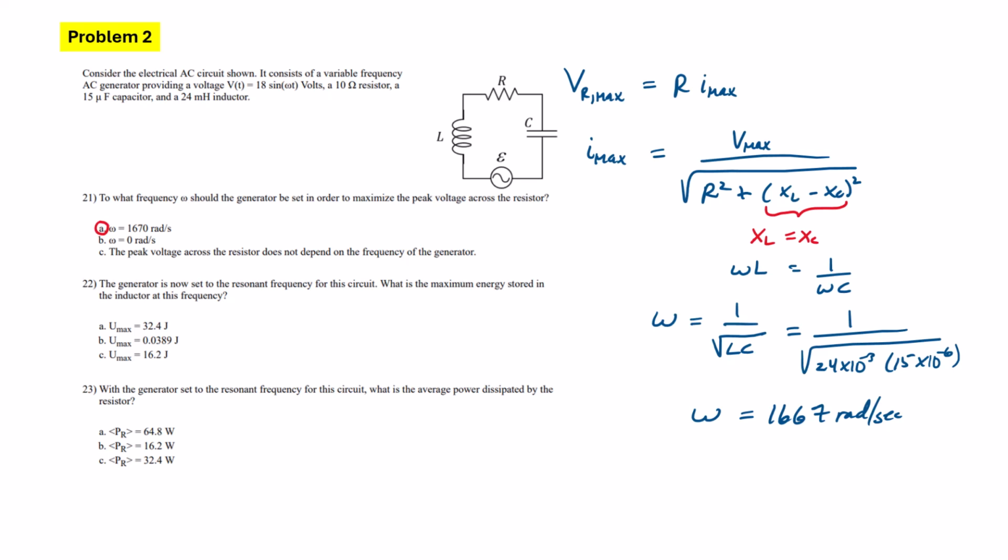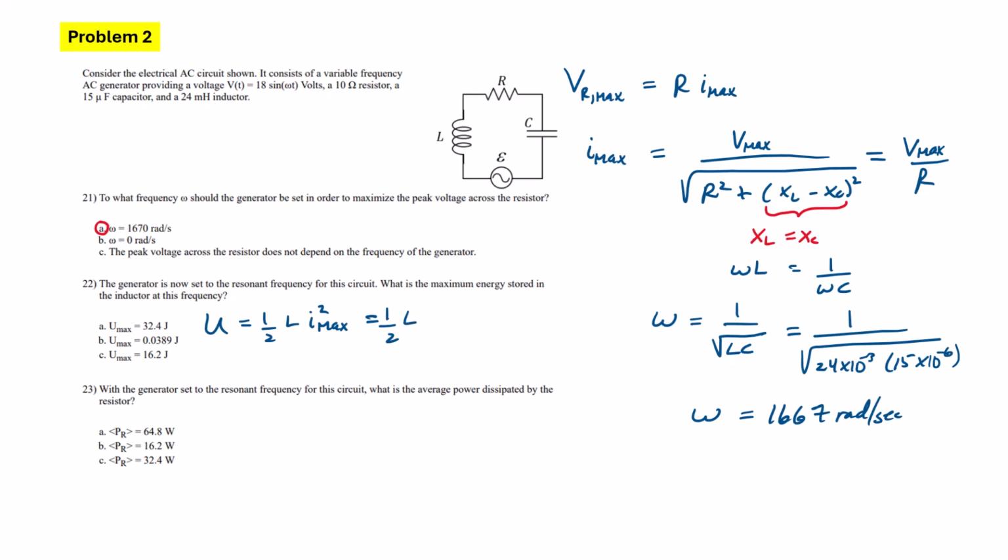All right, next problem says, the generator is now set to the resonant frequency of the circuit, so we know the omega. What is the maximum energy stored in the inductor at this frequency? Again, the energy stored in the inductor is 1/2 L I max squared. So we can calculate what the I max is because it's very simple. If you go back to this expression, it is the maximum voltage simply divided by the resistance, and that happens at resonance.